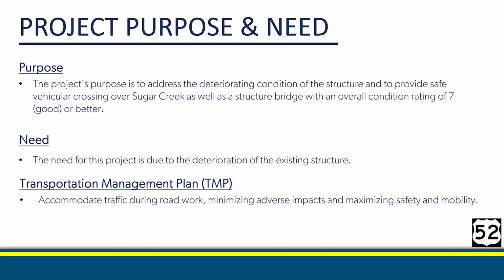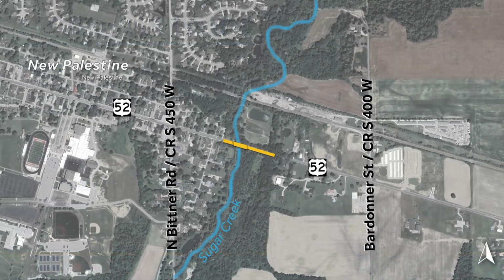The existing bridge structure's conditions are poor and need to be addressed. This leads to the project's purpose, improving safety by replacing the bridge on US 52 over Sugar Creek. The corresponding transportation management plan is a design document that shows how the project will be built and how traffic will be managed during construction. Here you see a map of the location with the specific bridge project area highlighted in yellow.